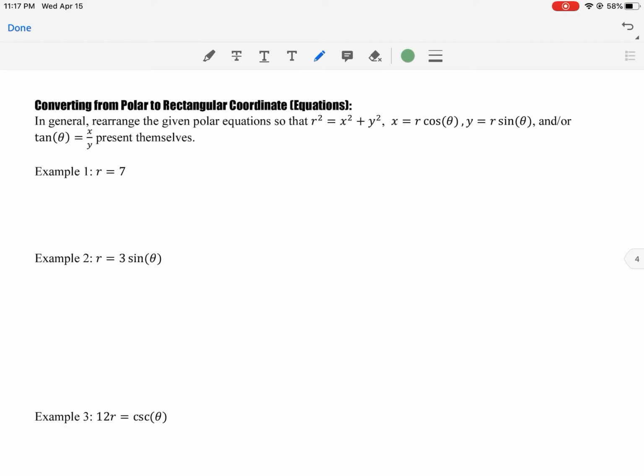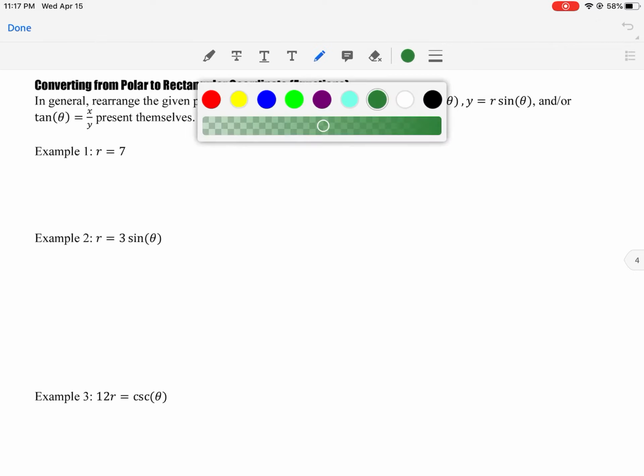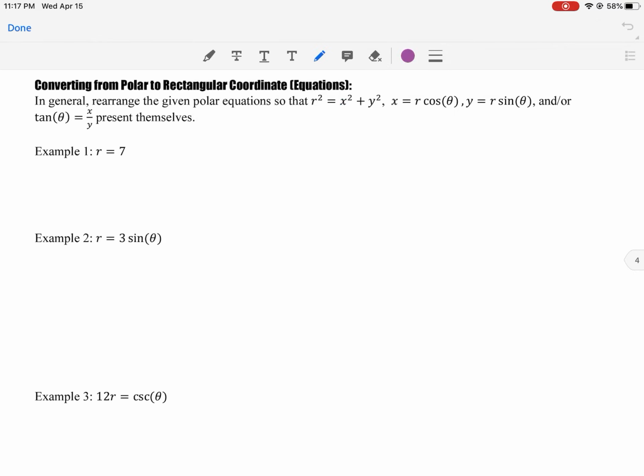Okay, now we're going to go the opposite way. We're going to have things that are in polar, and we're going to convert them into rectangular. So, in this case, r equals 7. If we think about our equation, r squared equals x squared plus y squared. That's what we're trying to get it into. So I'm going to write that over here. I'm going to leave x, y in my equation. If r is 7, all I'm plugging in is my radius is 7.